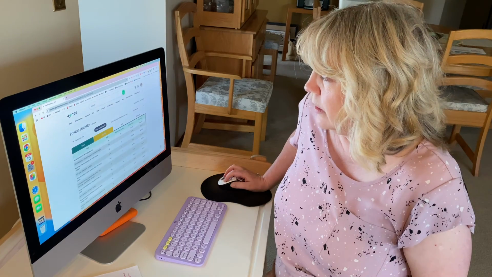Hold on, let me go back. So the product is now $3, but try to keep a Google spreadsheet, or you can do this in Notion, you can do this in Airtable, you can get free ones there, and keep track of every time you've changed the price, just so you can see.